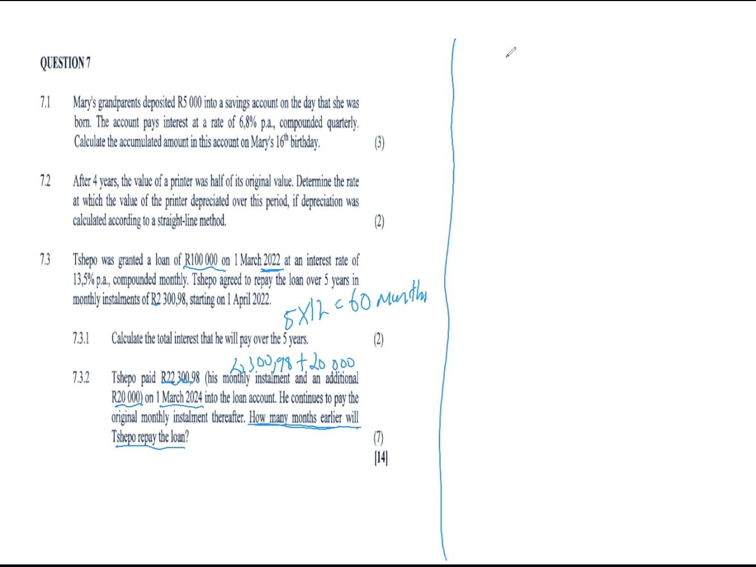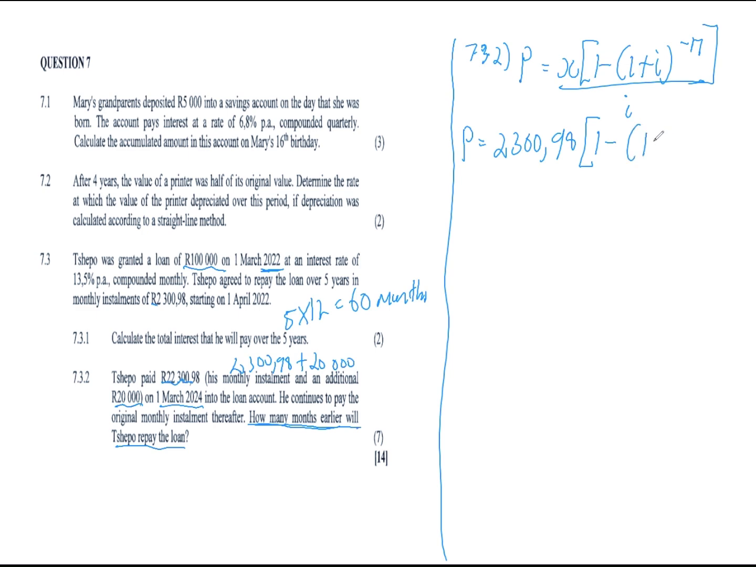So this is what we are going to do. This question, we're going to start by first finding the outstanding balance after he has paid for 2 full years, right? So this is what happens. When I say present value is x times [1 minus (1 plus i) to the exponent of negative n] over i. And then we say the x amount was 2,300.98. Then bracket 1 minus (1 plus the interest), which is 13.5%, written as 0.135, monthly over 12.